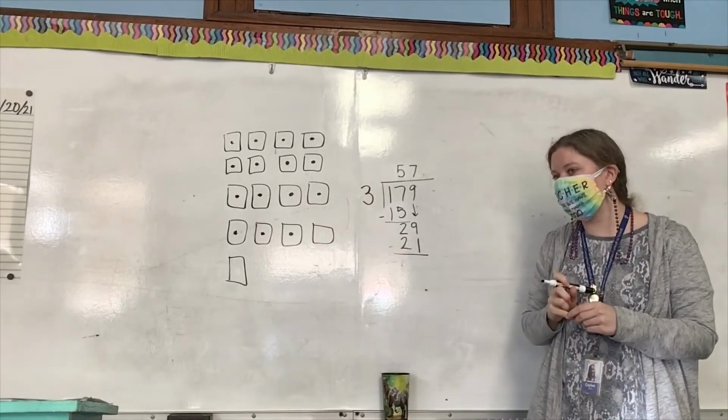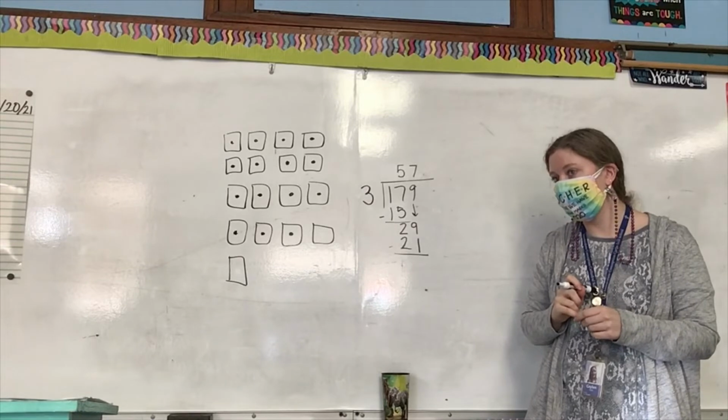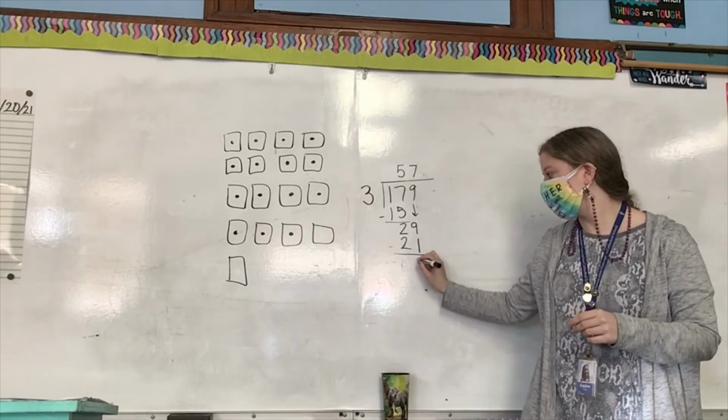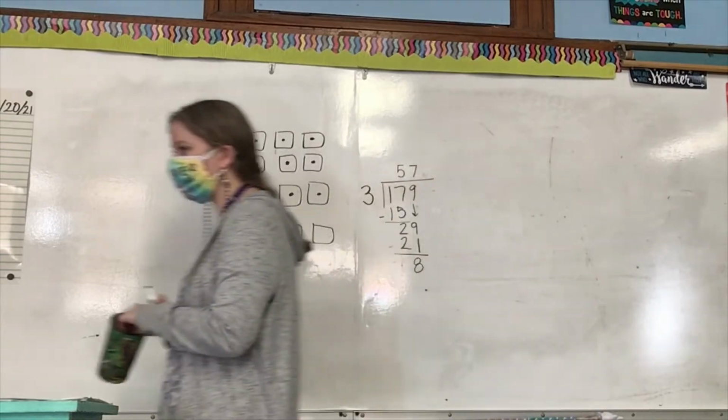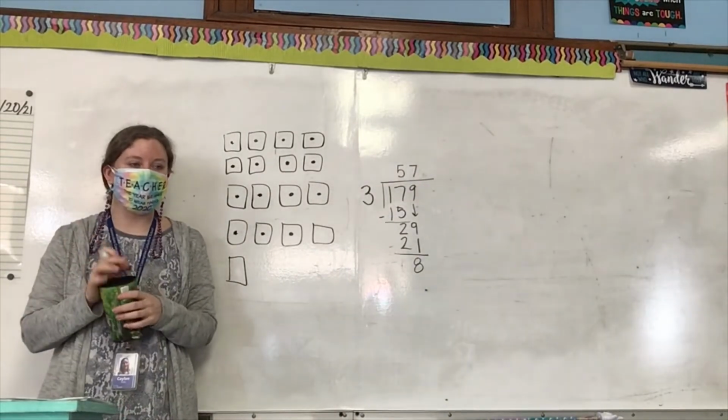Kingston, 29 minus 21 is what? It is 8. What do we do next? Does anybody notice anything?